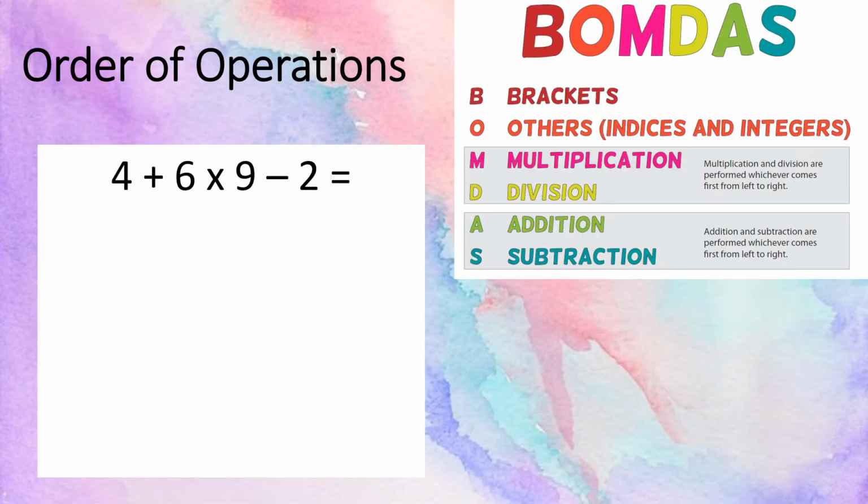Here we can see a problem that has three operations: addition, multiplication, and subtraction. Today we are going to investigate how the order in which you calculate operations actually changes the answer. So we're going to have a look on the next slide at how this problem is solved in three different ways and actually investigate which one is correct.